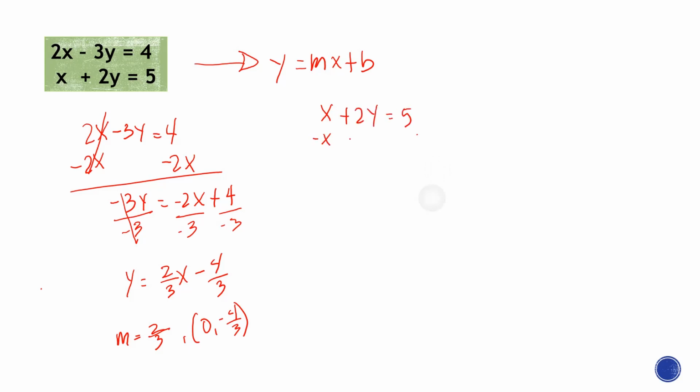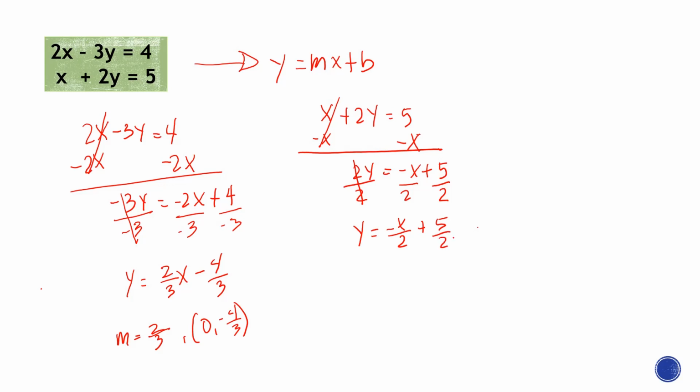Okay, minus x on both sides. So just cross that out. Divided by 2. Right? Cross that out. Okay, so here our slope is negative 1/2. And our y-intercept is at 0 and 5/2.